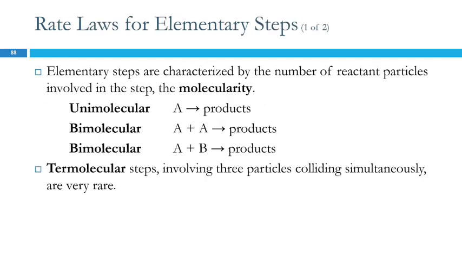So we can characterize elementary steps by how many reactant molecules there are. This is called the molecularity of the step. If the elementary step just involves one molecule, it's called unimolecular. If it involves two of the same molecules, it's bimolecular, or two different molecules, also called bimolecular. You have to have two things run into each other. Unimolecular, just one thing reacts by itself, spontaneously falls apart or something like that. You can also have termolecular steps that involve three things colliding together, and you can imagine that would be a lot more complicated, and it's a lot less common. It's very rare.